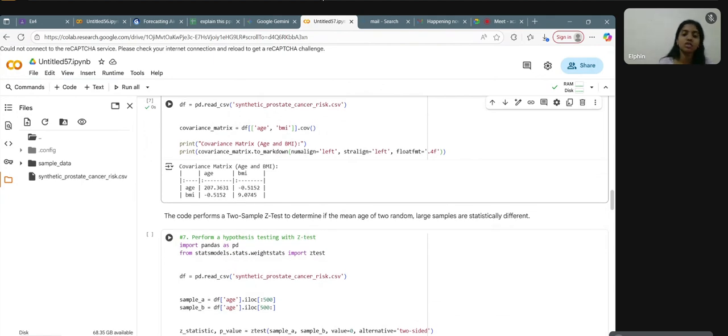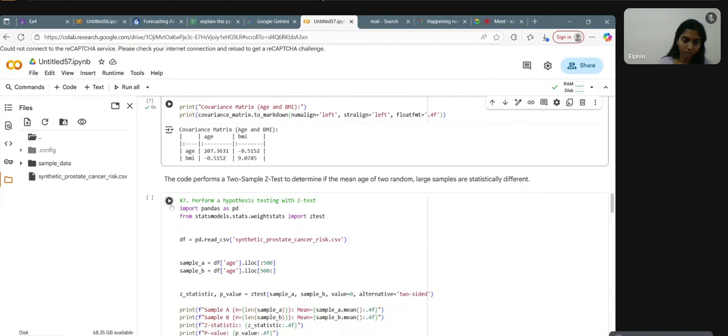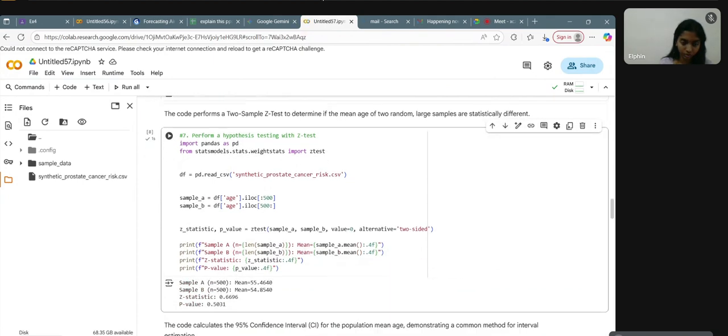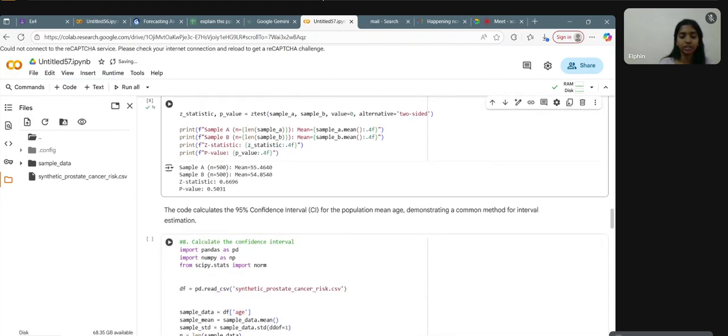Perform hypothesis testing with z-test. The code performs a two-sample z-test to determine if the mean ages of two random large samples are statistically different. I run this code. See sample A and sample B, and the z statistic and p-value. Move on to the next question.